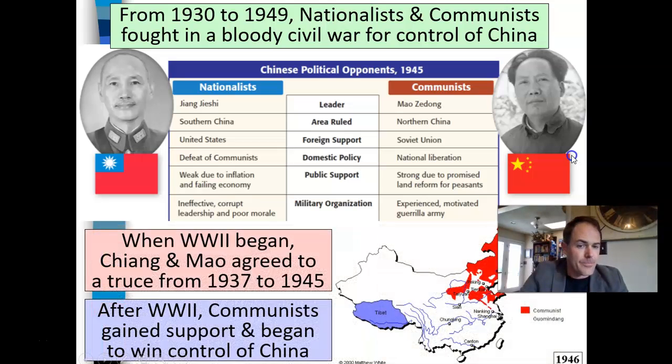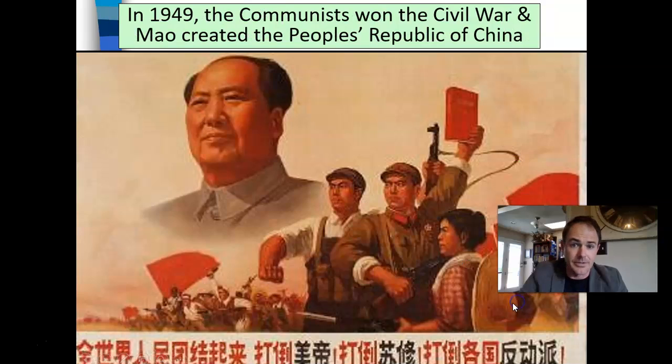Now, when World War II began, when the Japanese invaded China in 1937, they agreed to a truce, right? They would both fight the Japanese. But all along, the nationalists under Chiang Kai-shek really had the goal of defeating the communists. So it's really the communists that are seen as the side that defeated the invading Japanese, right? And this helps explain how they began to win control of China, the communists.